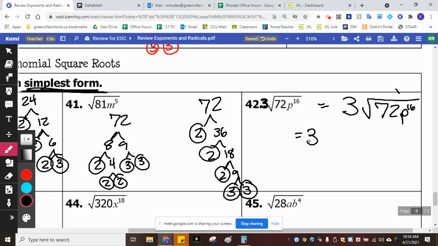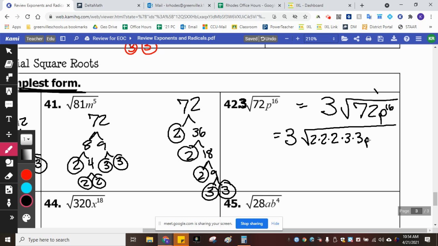So I'm ignoring this 3 that I put on the outside. I'm going to do 3 2s, 2 3s, and I have 16 p's. And you can write them all out. 1, 2.